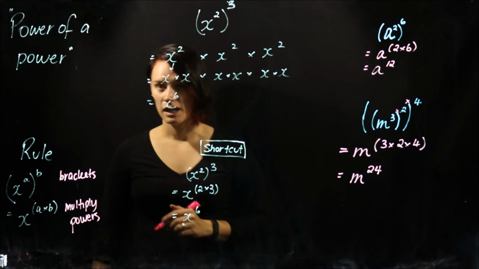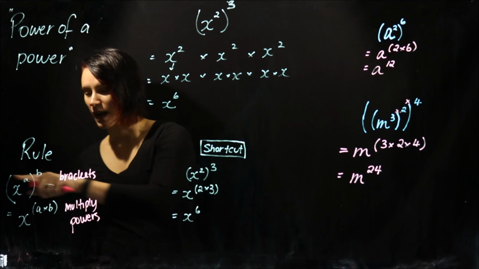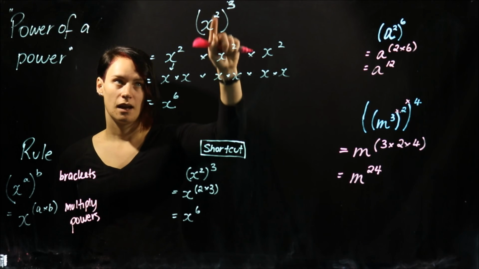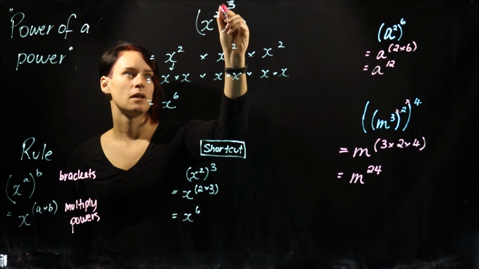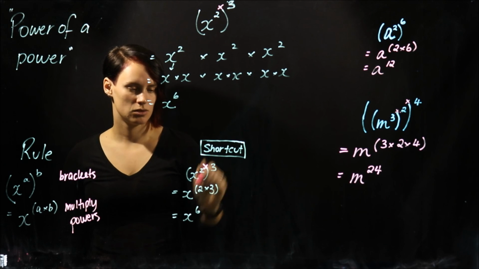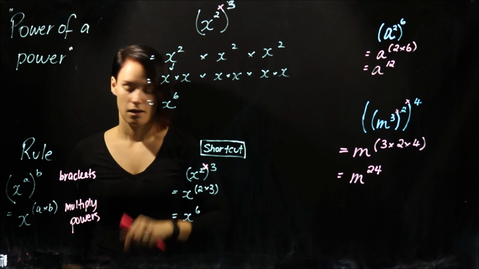Okay, so if we are looking at brackets with a number on the outside and one term with the power on the inside, then we are multiplying those together to get that shortcut inside our rule there.